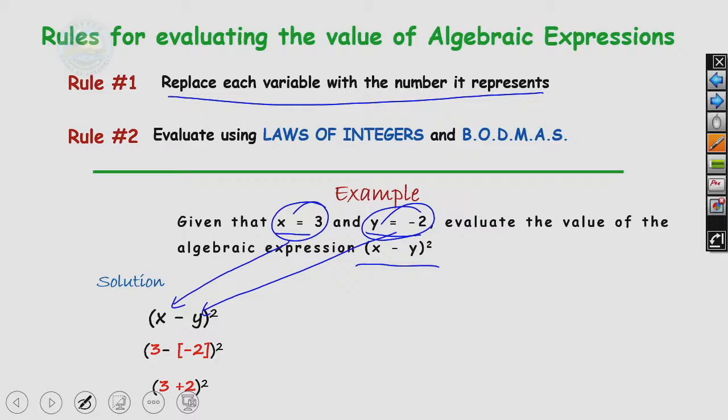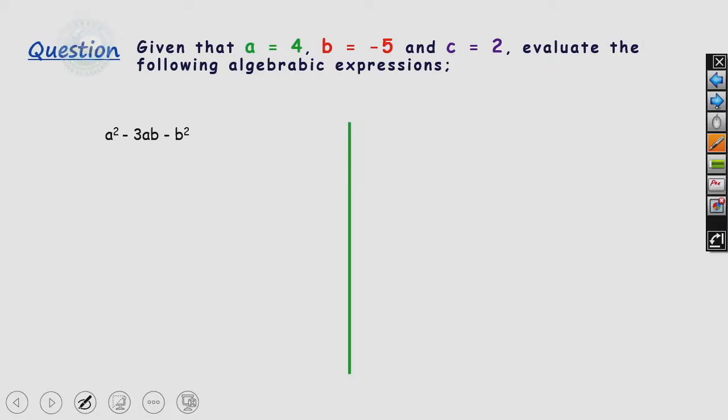This therefore becomes, working out here, rules of integers again. If I have double signs, once they are the same, they are to be replaced by a positive sign. So this becomes 3 plus 2, and we are squaring all of it. What is 3 plus 2? 3 plus 2 is 5. 5 squared is 5 times 5, which is 25.